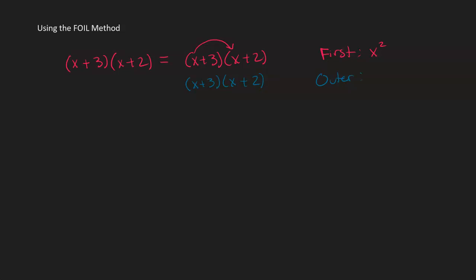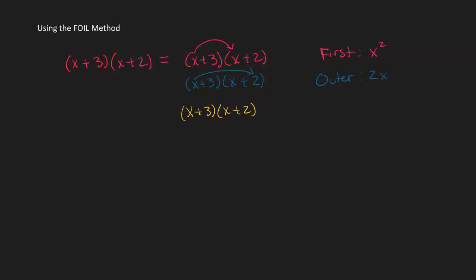And that's going to be the terms on the outermost placement of this expression, which would be that x and that 2. X times 2 becomes 2x. Okay, now I'm going to rewrite it again and do the same thing. Quantity of x plus 3 times the quantity of x plus 2.